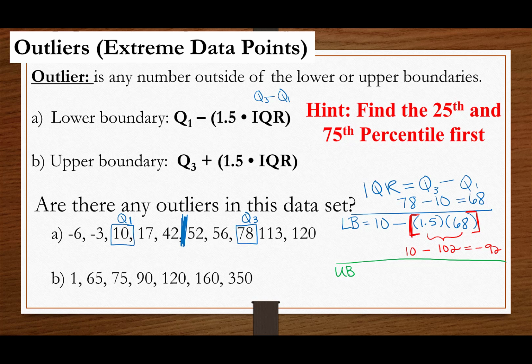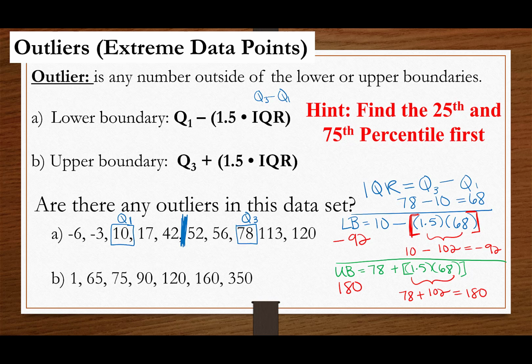Now the UB, which is the upper boundary, notice that it does not start with quartile 1. It now is starting from quartile 3, the 75th percentile. So this is 78 plus 1.5 times the IQR, which is 68. From the lower boundary, we already know that 1.5 times 68 is 102. So we can steal that answer from the previous problem. And now we're going to add 78 to that value. 78 plus 102 is 180. So we have a lower boundary of negative 92, an upper boundary of 180, and this is all for the data set in part A.